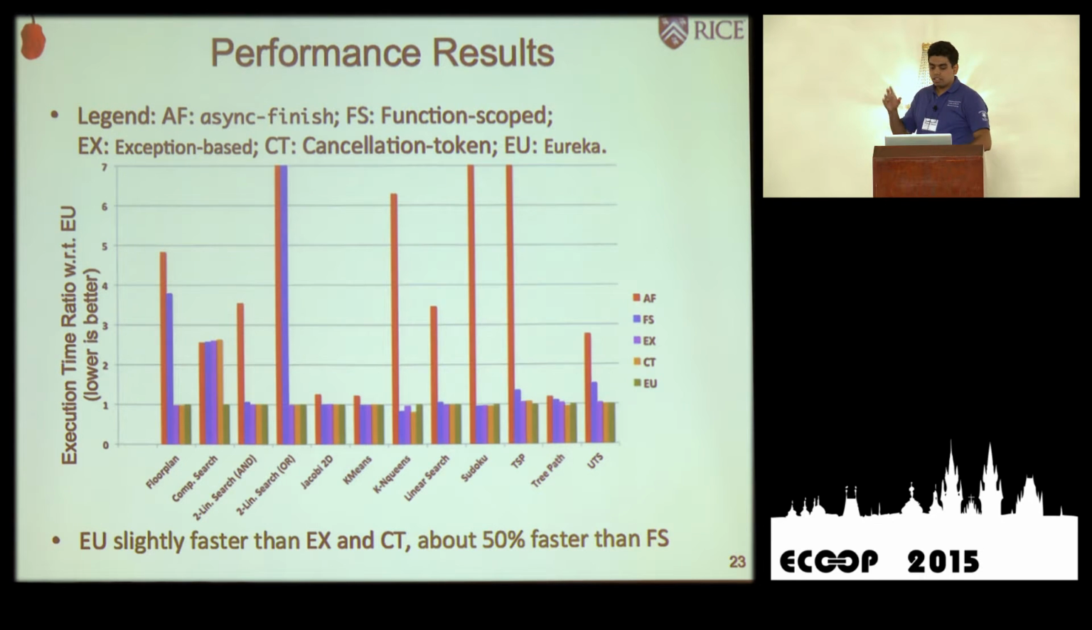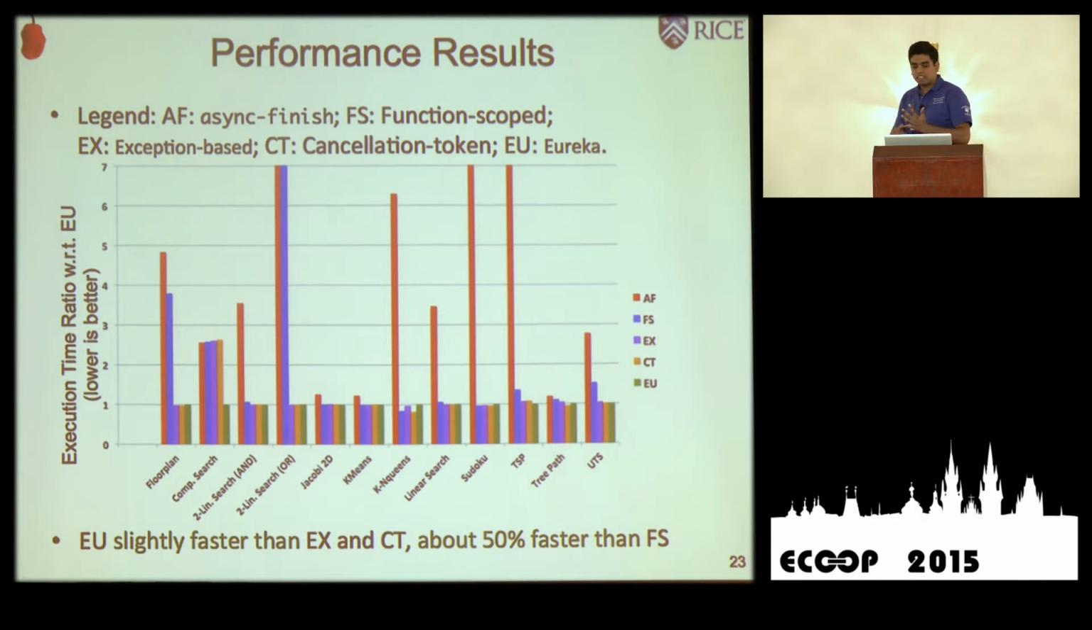The blue bar is the lexically-scoped or function-scoped variant. As I mentioned earlier, you can't return early from the call stack in this lexically-scoped variant. So in this variant, you can do better than async finish, but that's not necessarily the best you can do. And that's exactly what the graph shows. The blue bar is usually between the red bar and the other variants.